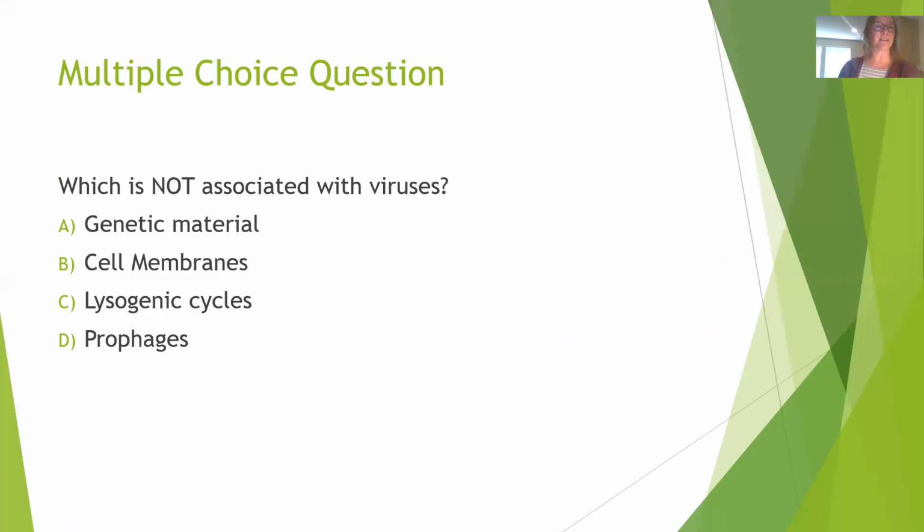So your multiple choice question, which is not associated with a virus? Genetic material, cell membranes, lysogenic cycles, prophages. Which one of those terms is not associated with viruses? And the answer is your code word for the video. Make sure you give the word, not just the letter.